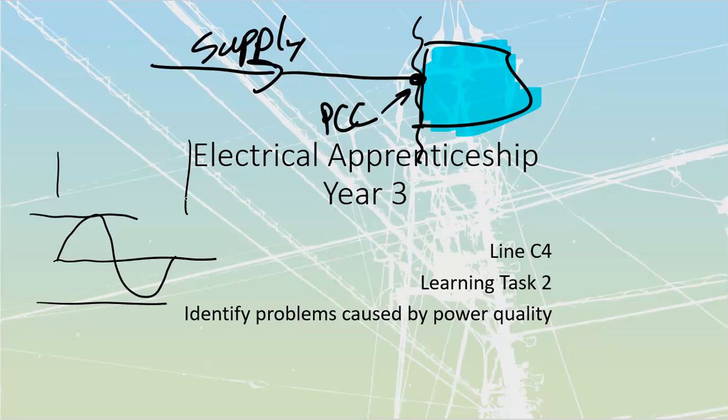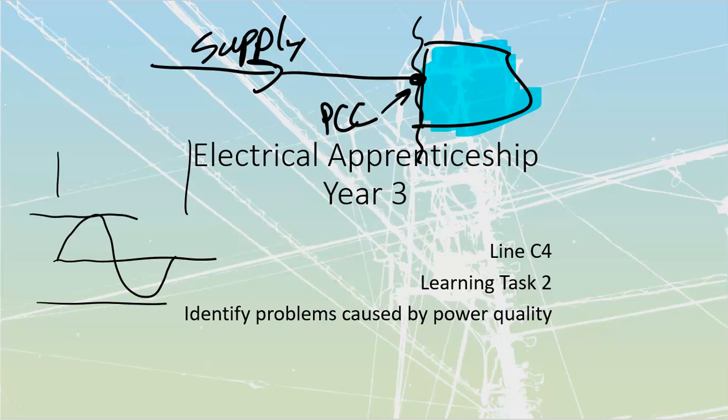We will have some things that change that, though. We can change the amplitude of our voltage through loading, through power factor correction, overcorrection, undercorrection, things like that. We can also change our frequency through the introduction of harmonics into our system, which we're going to talk about as well.